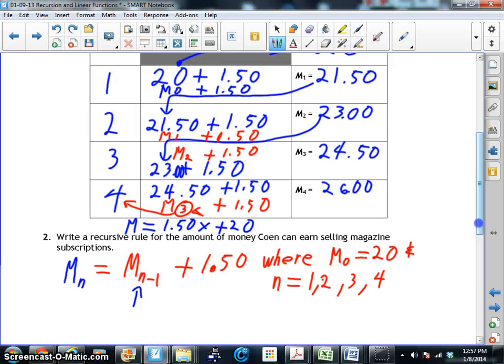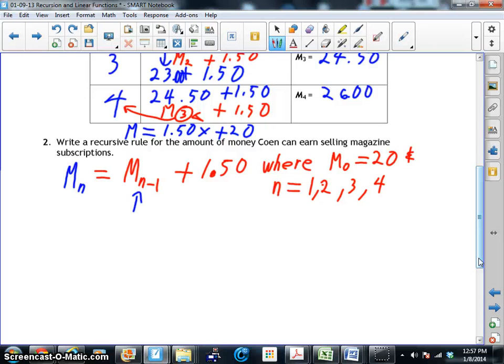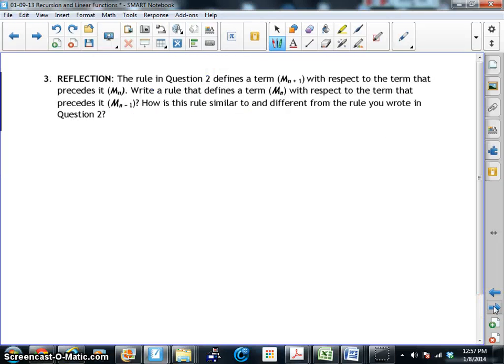Now, the only way we can change this is if we change our m's. But for now, I think that this is really the important part that we need to be able to do. So let's not worry about number 3. We're not going to even look at that inside of our class.